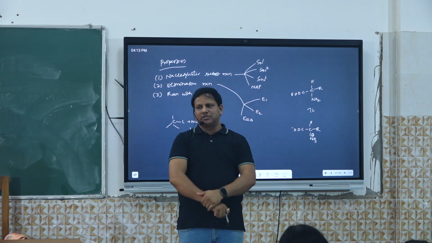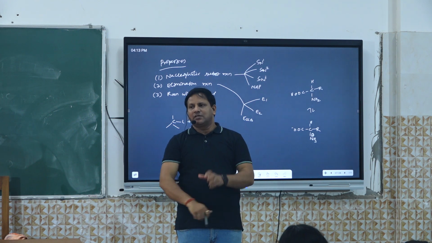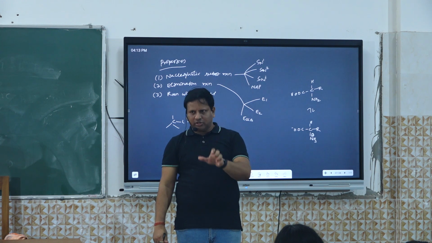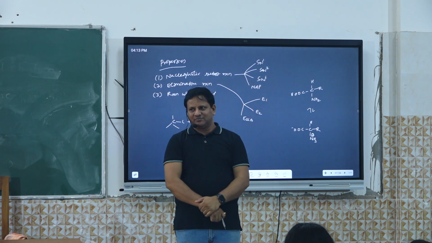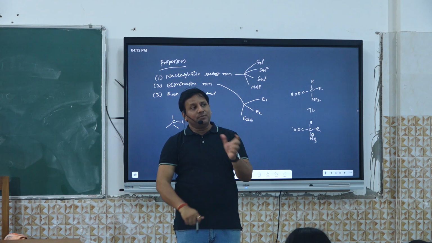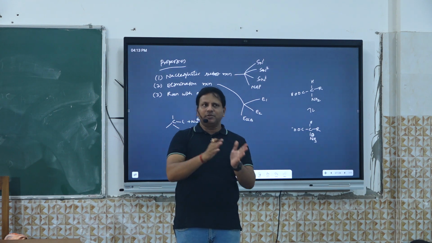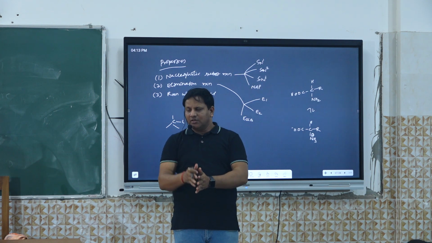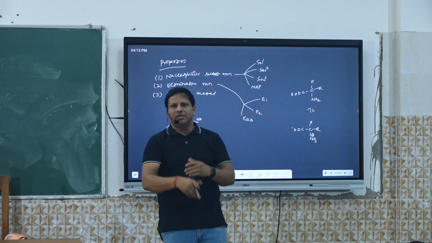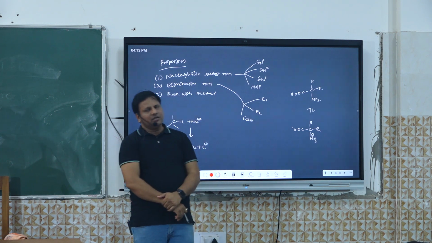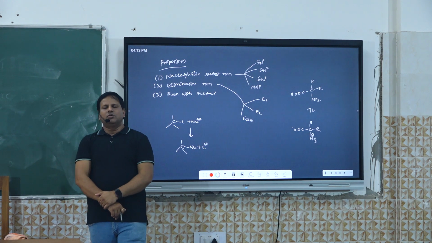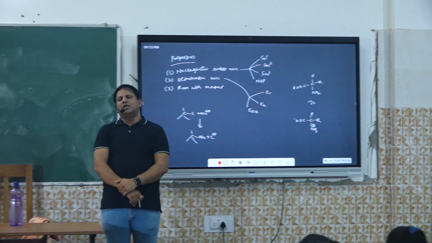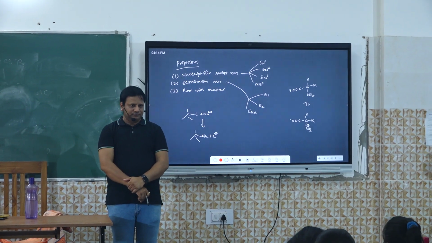Racemization plus inversion means 50% inversion, 50% retention plus inversion. So that means more inversion. Clear? More inversion. So I hope all of you got this. Okay. So this is all about the SN1 and SN2 reaction.